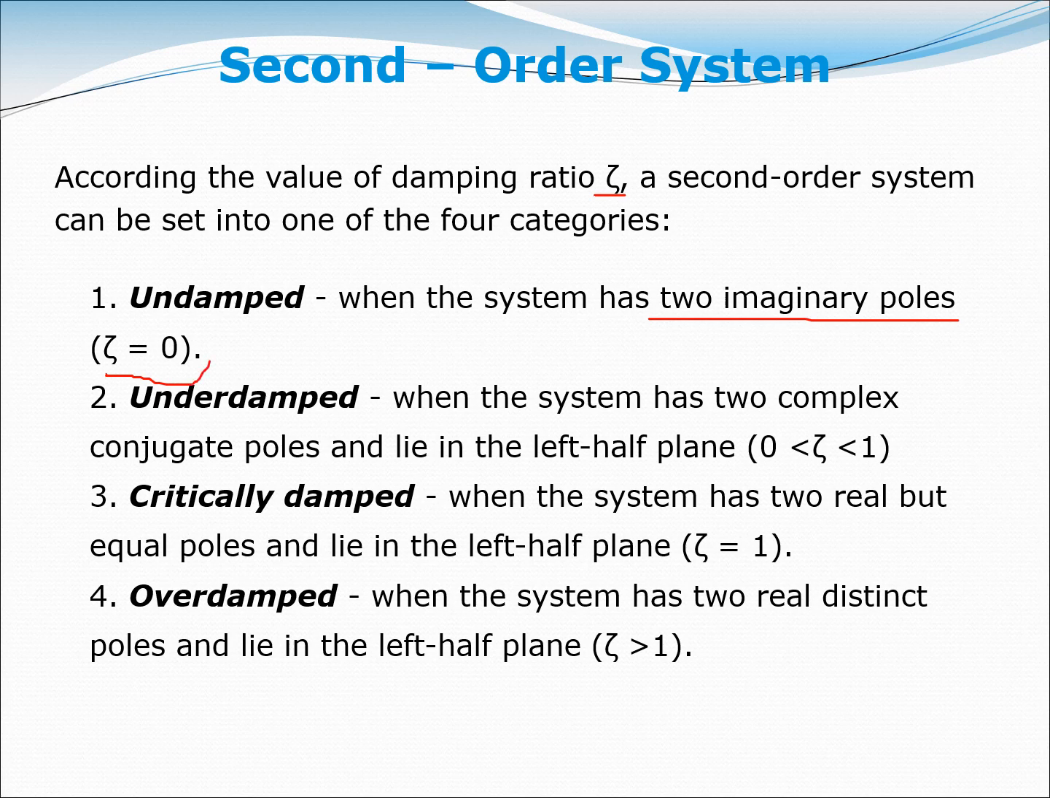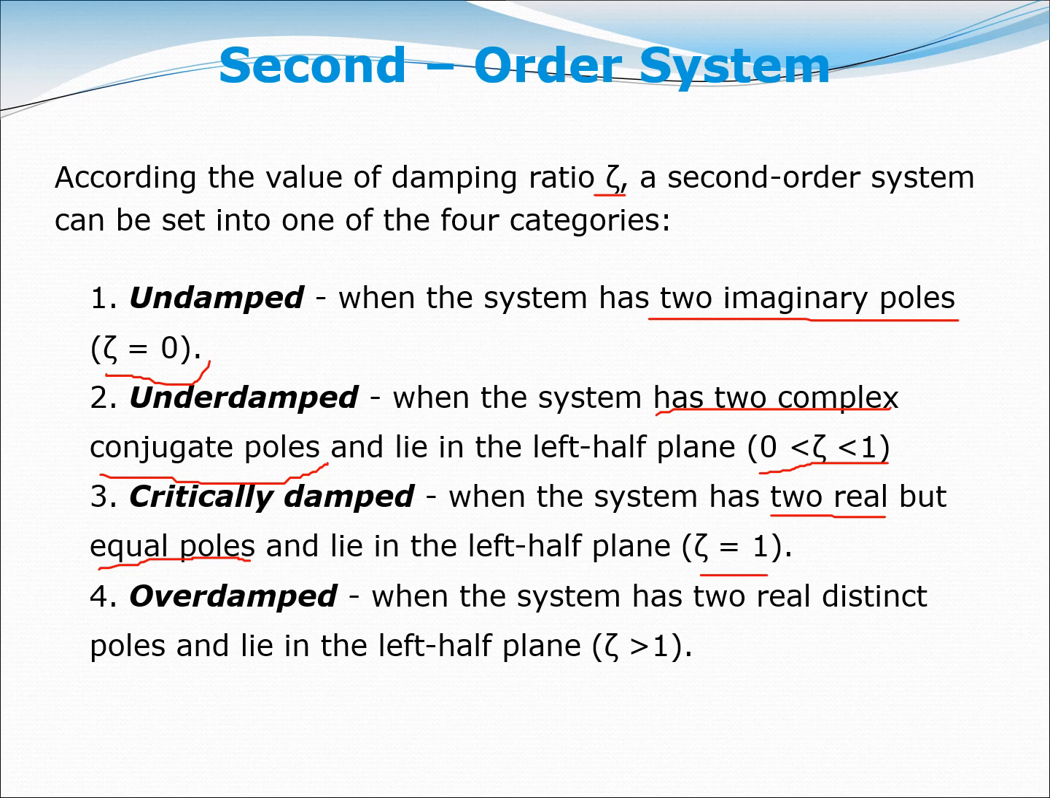The second category is underdamped, when the system has two complex conjugate poles, and lie in the left half plane, and here the damping ratio is between 0 and 1. The third category is critically damped, when the system has two real but equal poles, and lie in the left half plane. This happens when zeta or damping ratio equals 1.